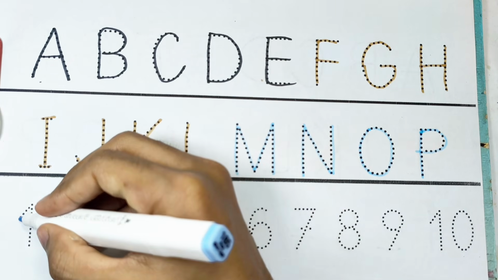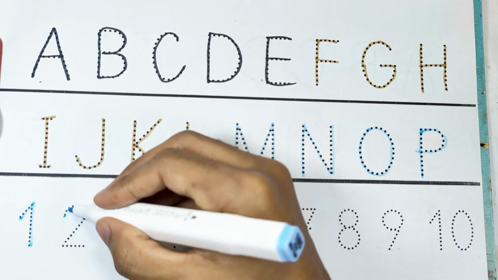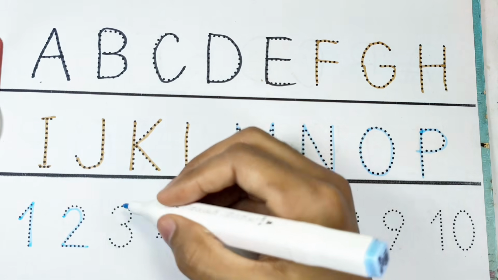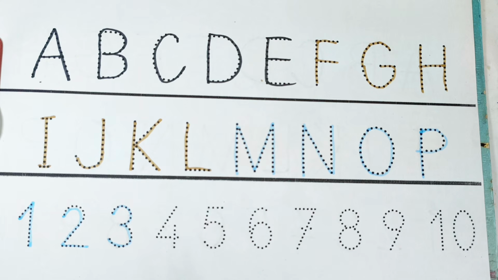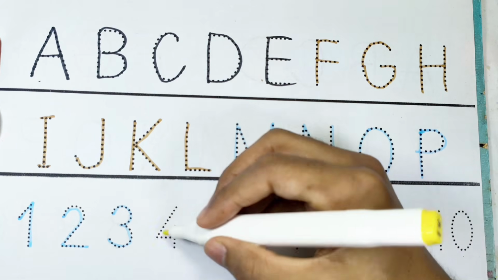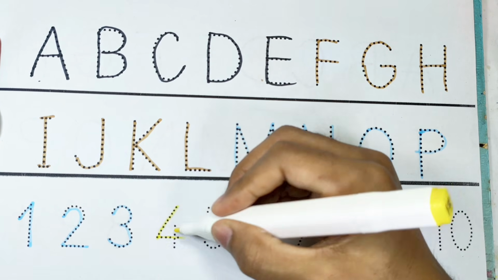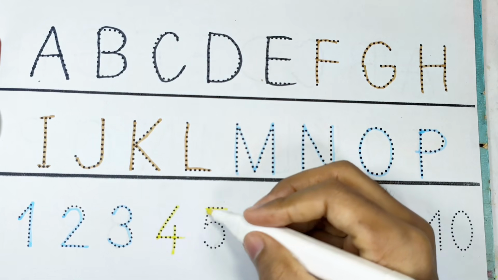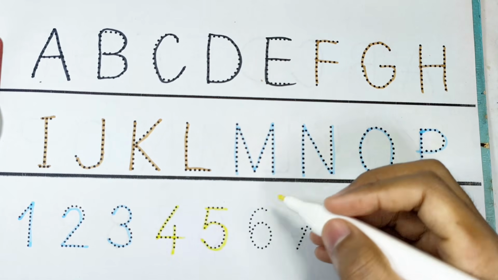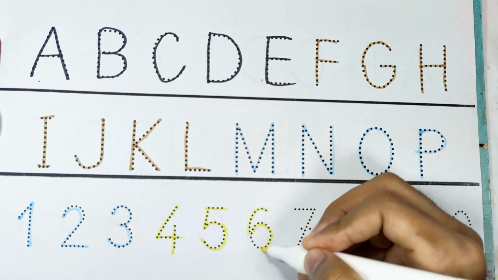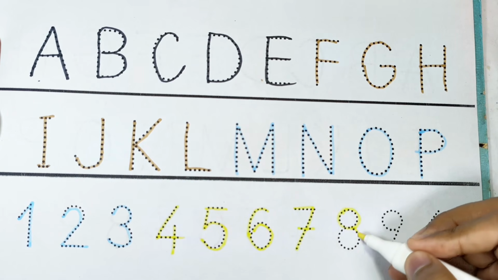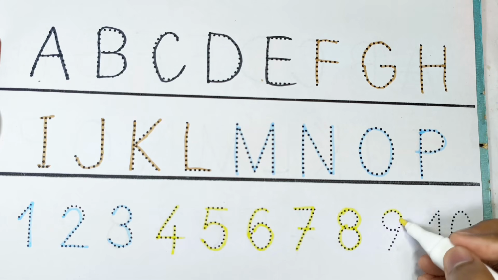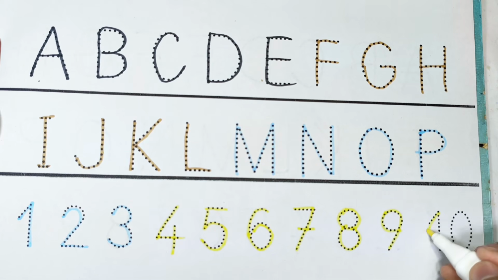First we're writing the number of 1. O-N-E, 1. 2. 3. The next one is 4. Yellow color. The number of 4. And the next one is 5. F-I-V-E, 5. The next one is 6. S-I-X, 6. 7. 8. Kids, now we draw the number of 9. And the last one is 10.